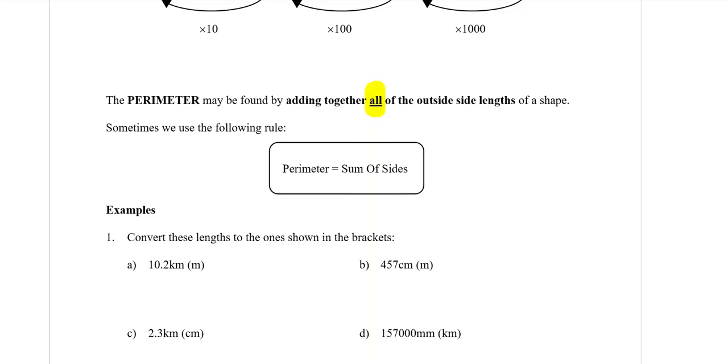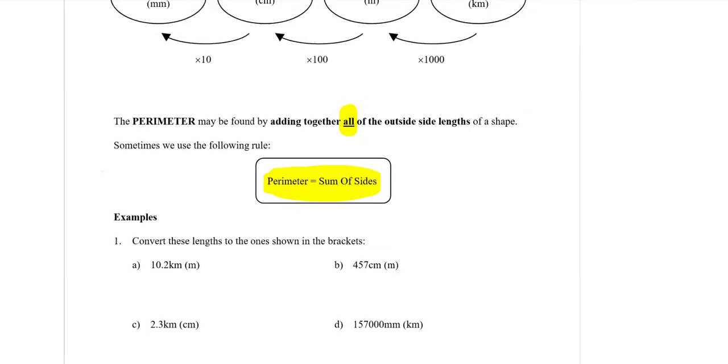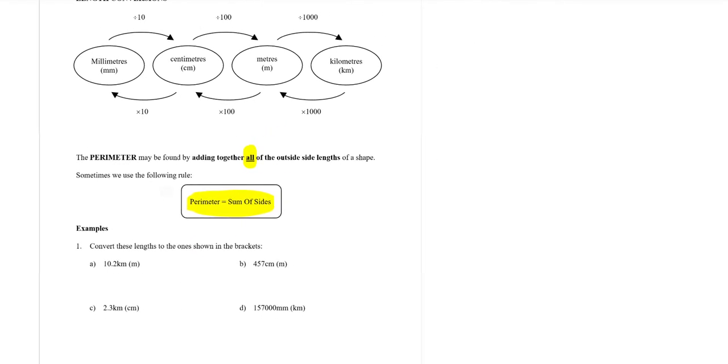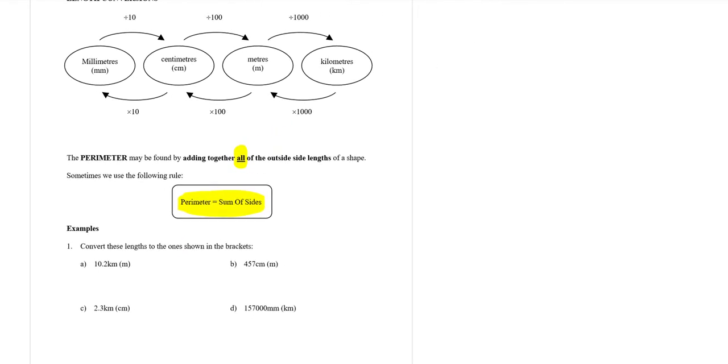So we have this little formula here. It's more like a rule because you can't substitute into the formula. The perimeter equals sum of sides, or sum of all the sides. And we're going to be practicing that in just a minute. First of all, we have some conversions here to practice with our conversion charts. I'm just going to shrink this down so we can see the chart at the same time.